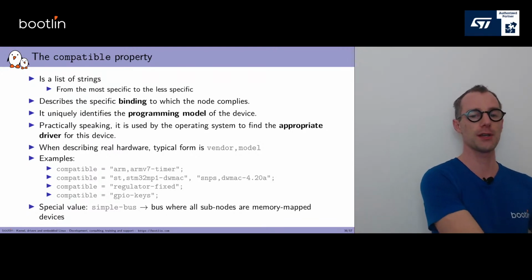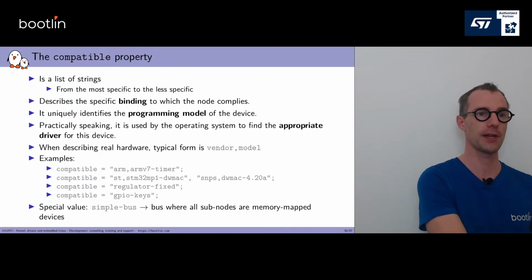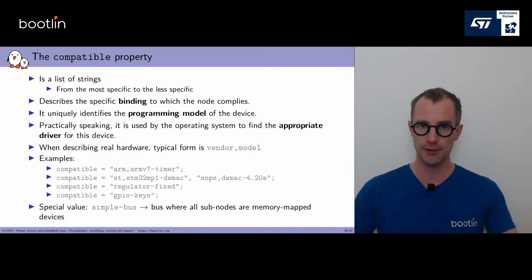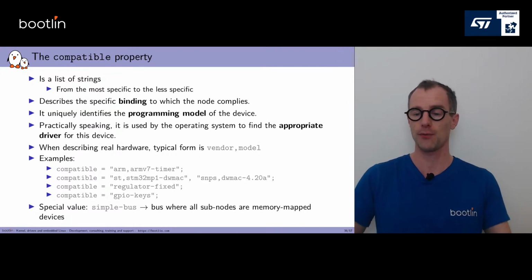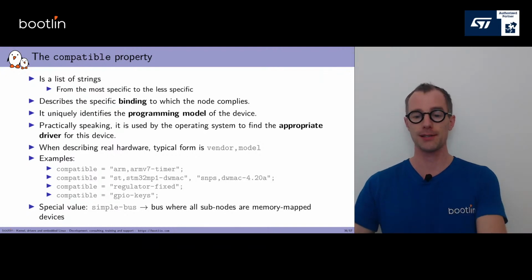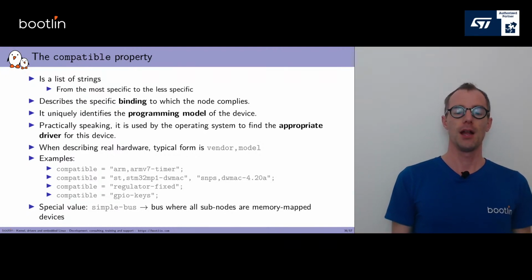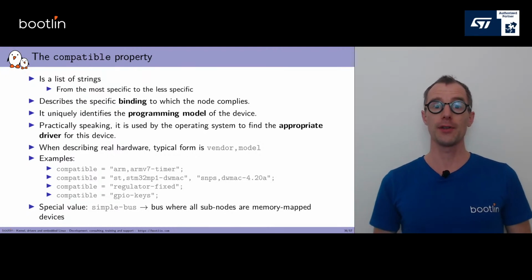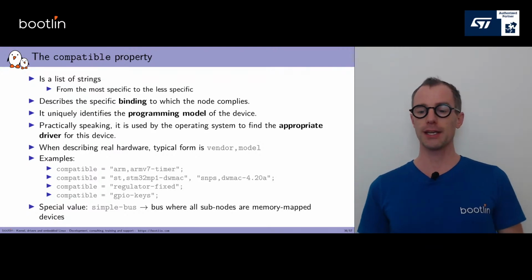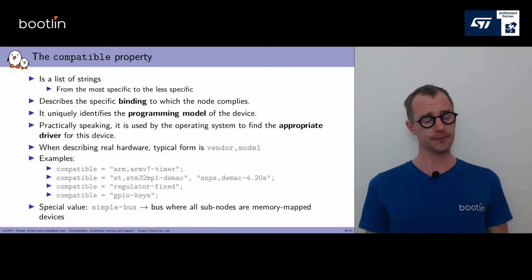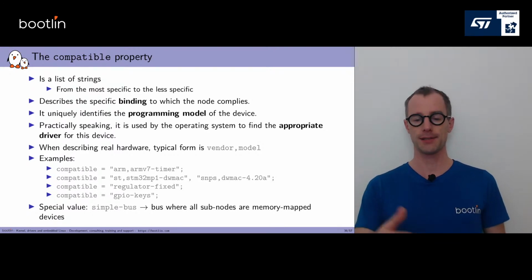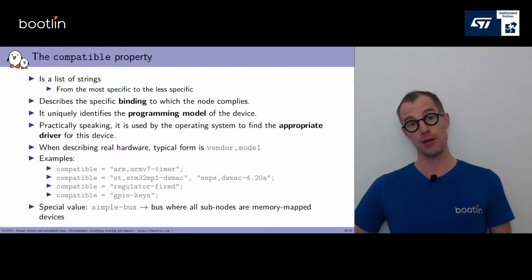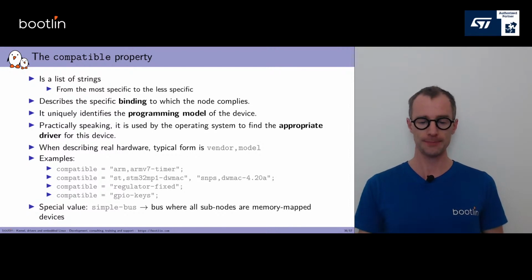Your device tree with its compatible string in a specific node will say this node represents that particular audio codec, and if there's a match between the two, there will be kind of a connection between a particular device and a particular driver. When describing real hardware, the typical form of a compatible string is vendor, model, like as shown below, ARM, ARM v7 timer, or ST, STM32MP1 DT Mac, etc.